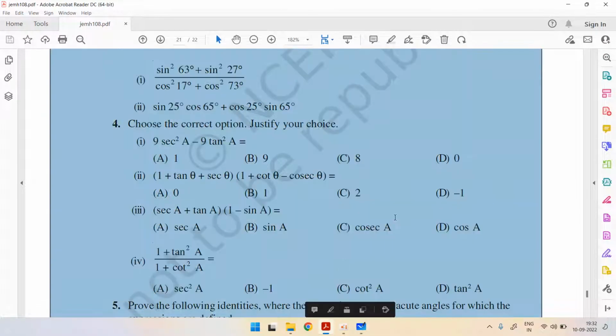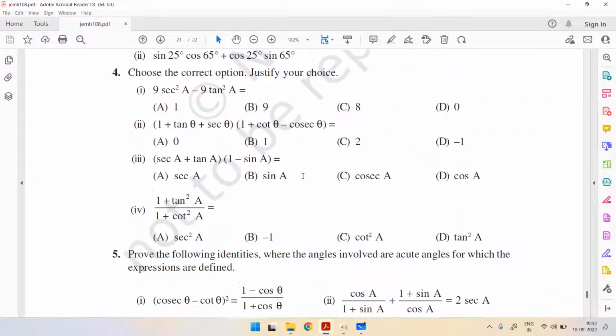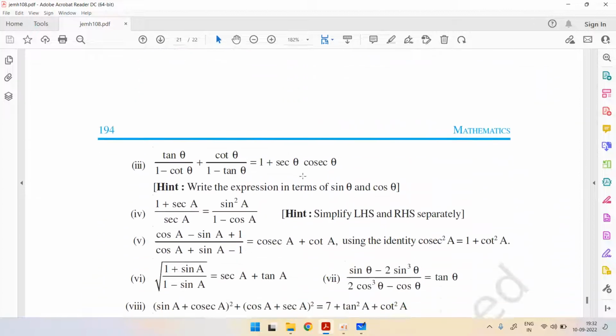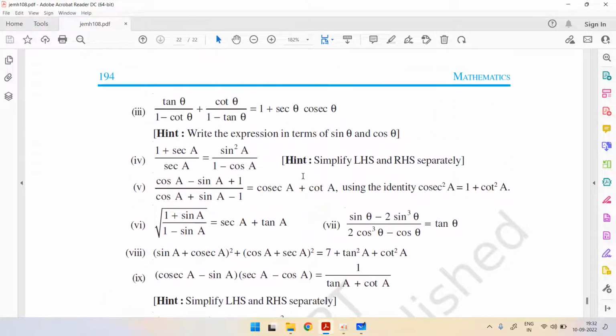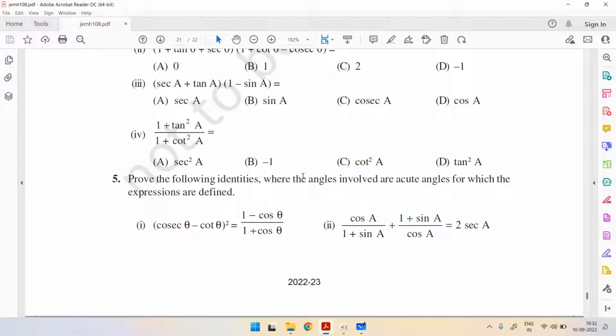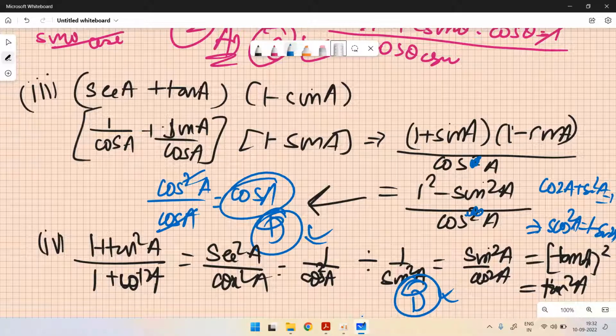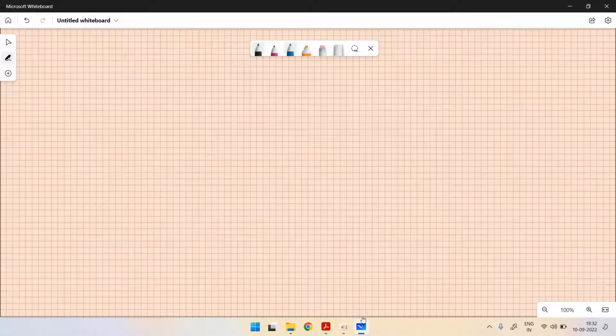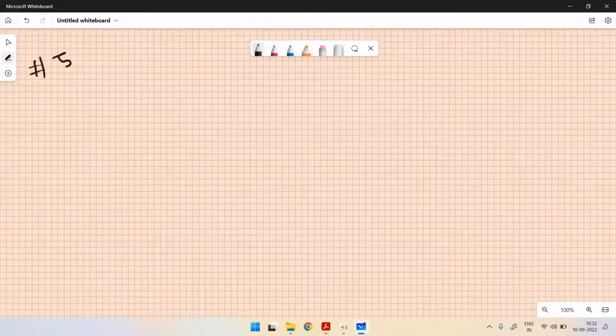And the fifth question. There are many parts. Prove the following identities where angles involved are acute angles for which the expression is defined. We already find that these are valid for the acute angle. So question number five, part number one.